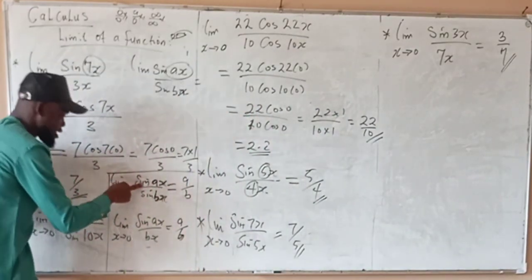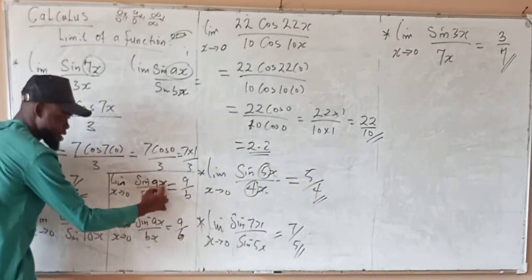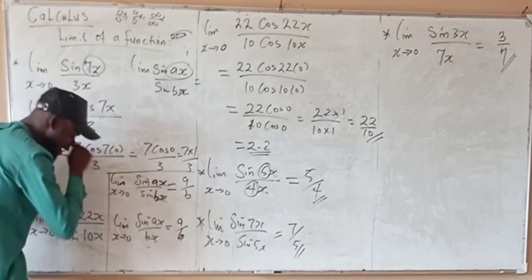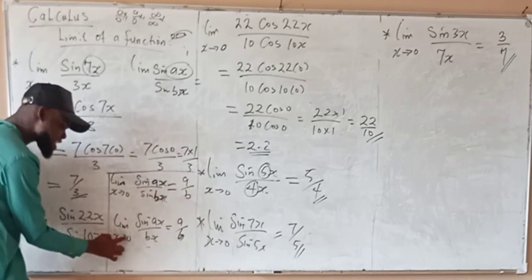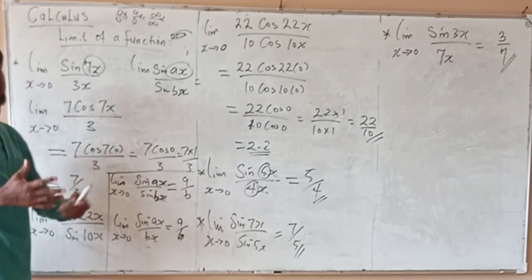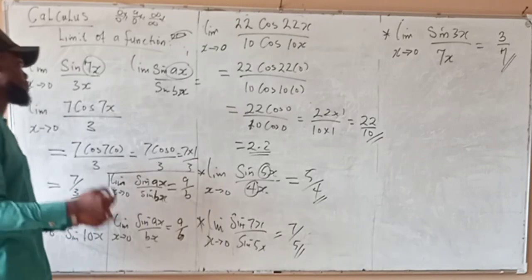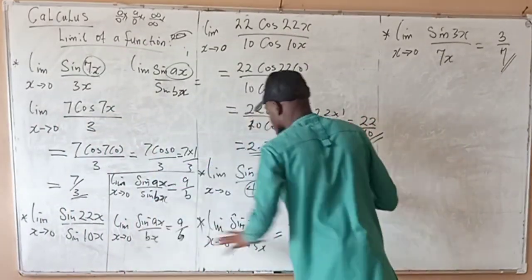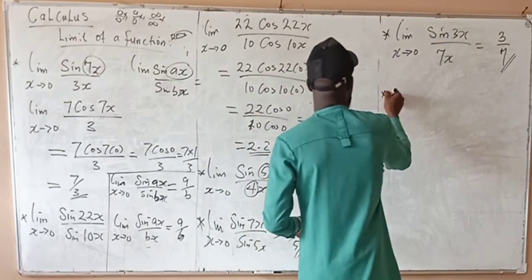On each side there must be a single term, just bx, and the x of this one, and it must be x approaches 0, not a number less than or greater than 0. Take note of that, because that is the condition for the shortcut we are doing to work. Now let's have one more.